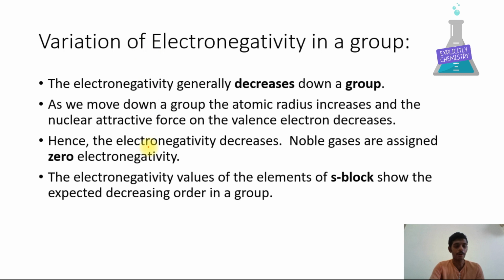While going from top to bottom in a group, electronegativity generally decreases. As we move down the group, the atomic radius also increases, and the attractive force from the nucleus to the valence electron also decreases. Hence, the electronegativity decreases. The noble gases are assigned zero electronegativity. The electronegativity of elements of the s-block, which are the alkali metals and alkaline earth metals, shows the expected decreasing order in a group.